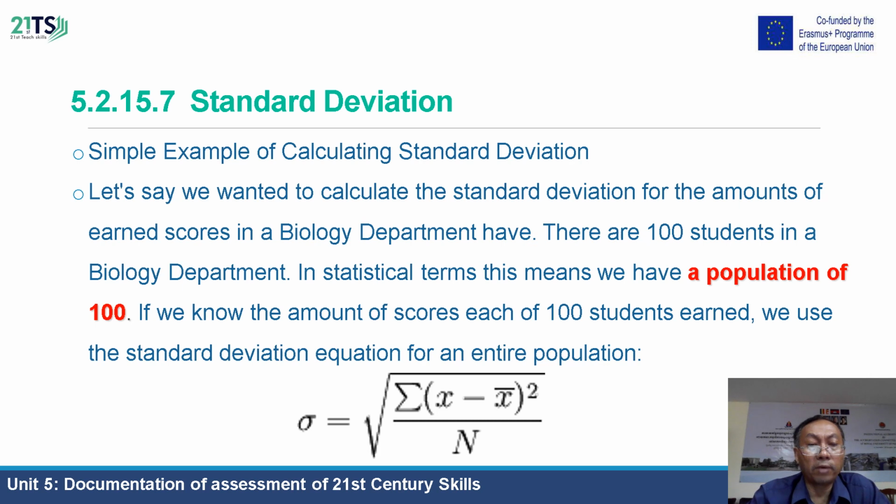A simple example of calculating standard deviation. Let's say we wanted to calculate the standard deviation for the amount of earned scores in a biology department. There are 100 students in the biology department. In statistical terms, this means we have a population of 100. If we know the score earned by all 100 students, we use the standard deviation equation for an entire population.